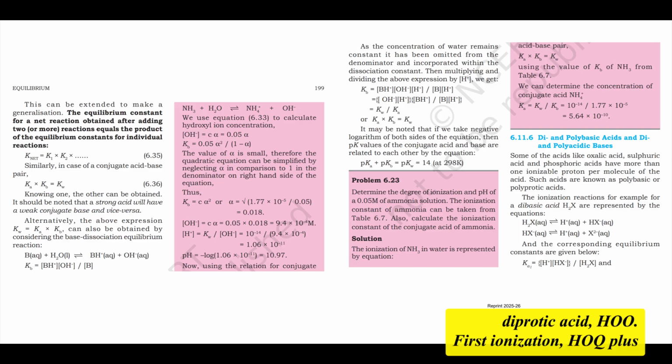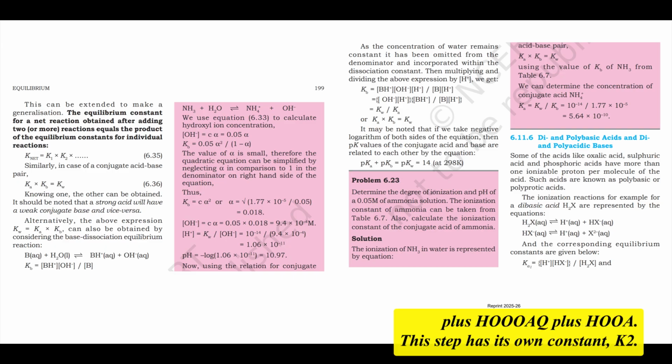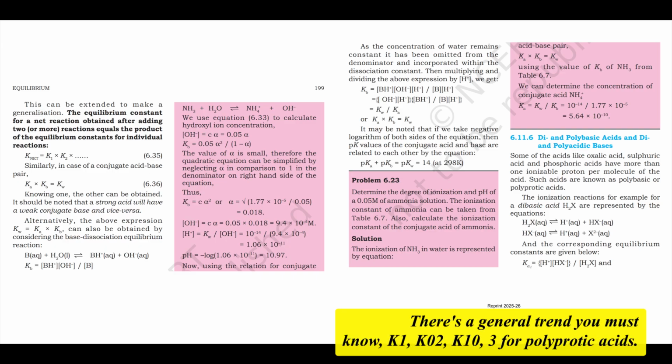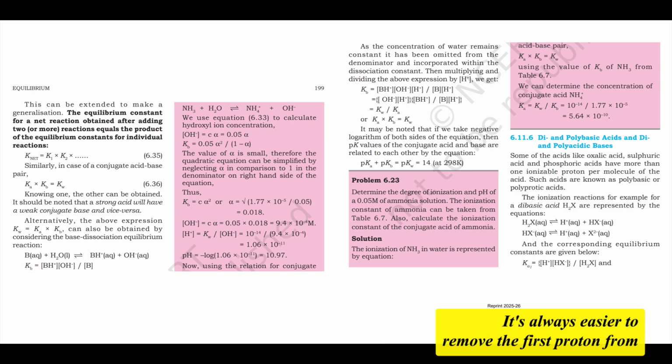Let's take a generic diprotic acid, H2A. First ionization: H2A plus H2O gives H3O+ plus HA-. This step has an acid ionization constant Ka1. Second ionization: HA- plus H2O gives A2- plus H3O+. This step has its own constant Ka2. There's a general trend you must know: Ka1 is much greater than Ka2, which is much greater than Ka3, for polyprotic acids. It's always easier to remove the first proton from the neutral molecule H2A than it is to remove the second proton from an already negatively charged ion. The negative charge on HA- makes it harder to pull away another positive proton due to electrostatic attraction.